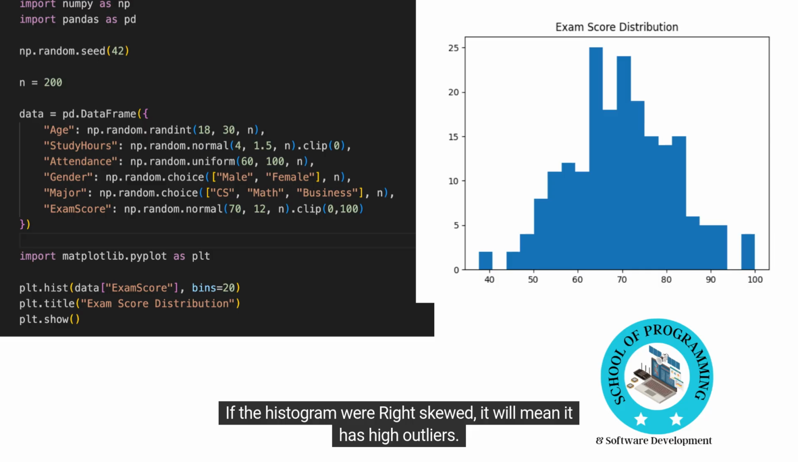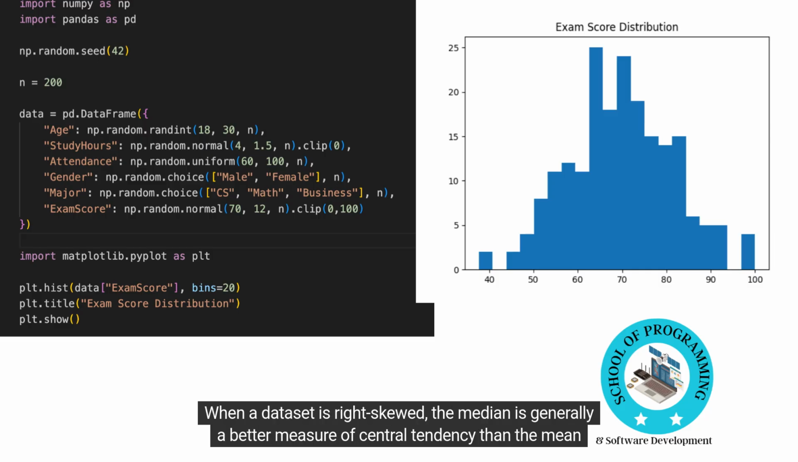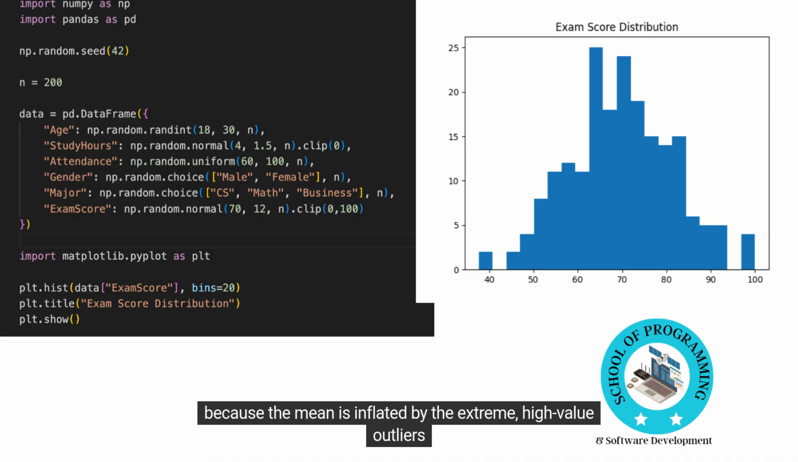If the histogram were right-skewed, it would mean it has high outliers. When a data set is right-skewed, the median is generally a better measure of central tendency than the mean because the mean is inflated by the extreme high-value outliers. If the histogram were left-skewed, it would mean low outliers.